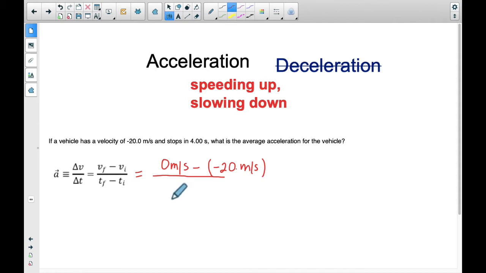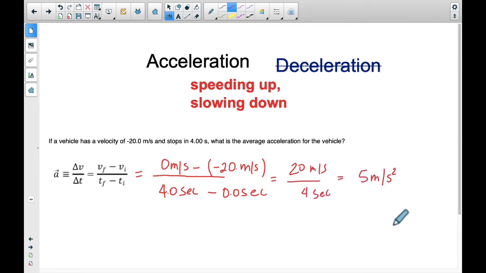And we're going to subtract the time. The final time was after 4 seconds. And the initial time was 0 seconds from when we started calculating it. And so if we do this, this comes out with a positive 20 on the top. And on the bottom, we have a positive 4. And so our acceleration in that case is 5 meters per second squared, average acceleration.